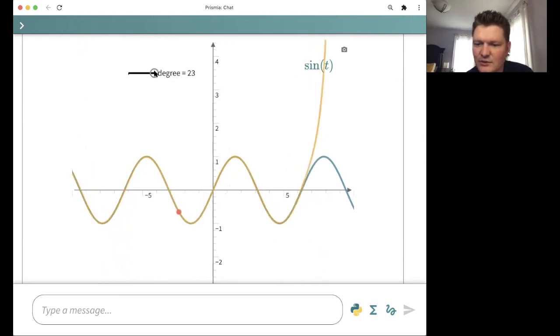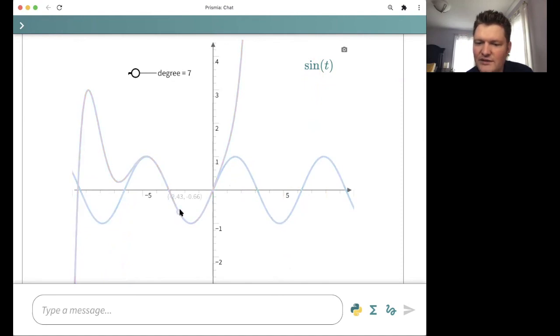So it's something really cool about the sine function, that it has information about the entire function embedded in what the function does right around any particular point.